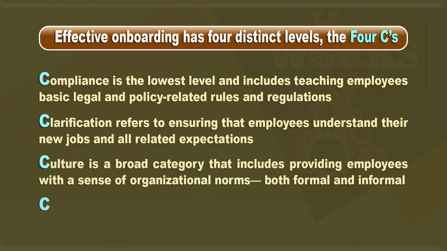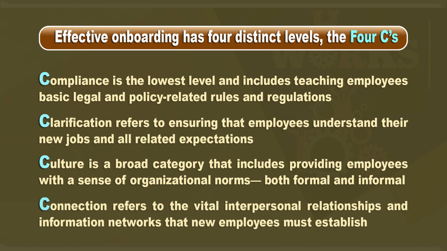The third C is culture, which refers to a broad category that includes providing employees with a sense of organizational norms and shared values, both formal and informal. The last C is connection, which refers to the vital interpersonal relationships and information networks that new employees must establish. The building blocks of successful onboarding programs are therefore called the 4 C's.